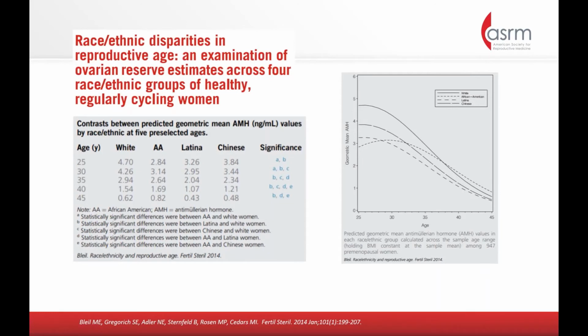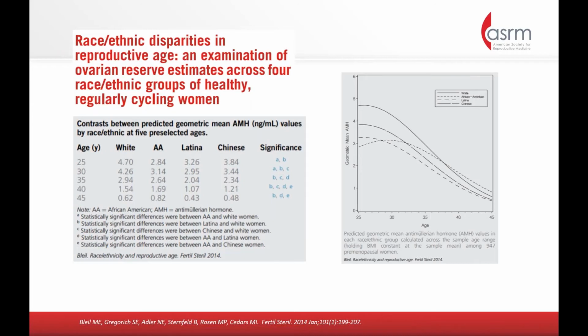Bleal and Cedars and their team looked at AMH in a cross-sectional study of the OVA cohort of about 950 age-matched women across 4 racial and ethnic groups. All were healthy and regularly cycling women and had used no hormonal medications or hormonal-affecting medications within the last 3 months.